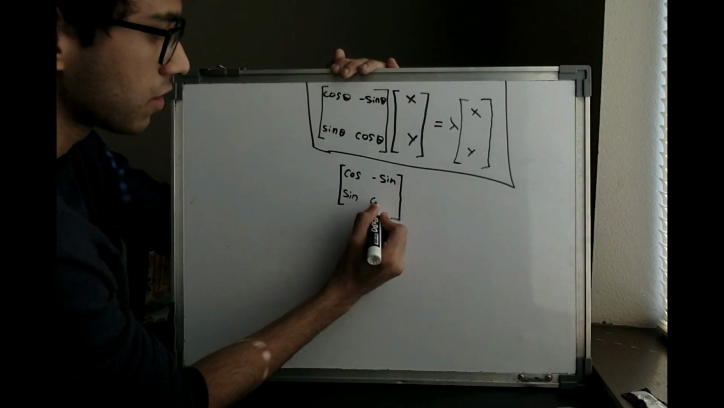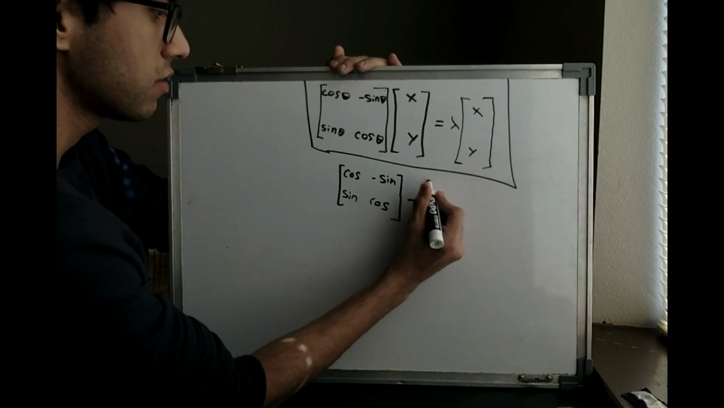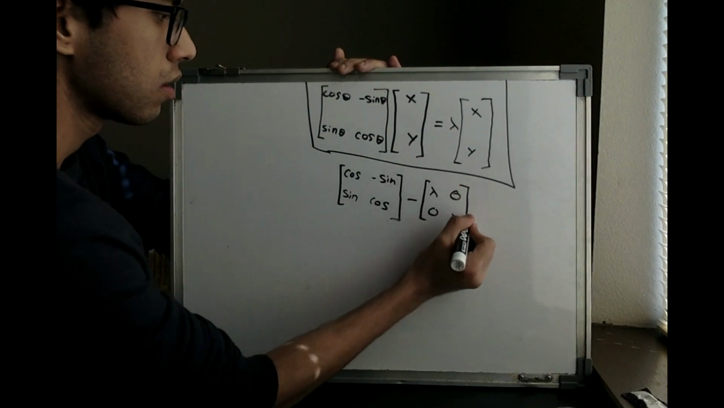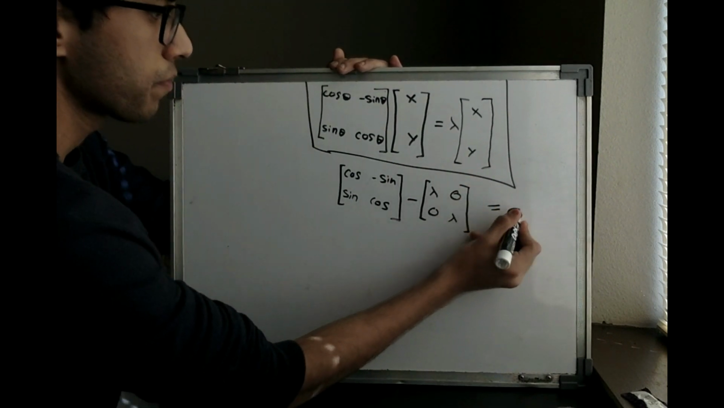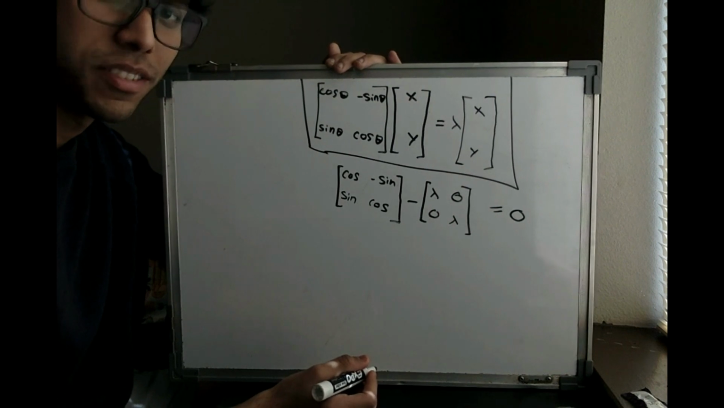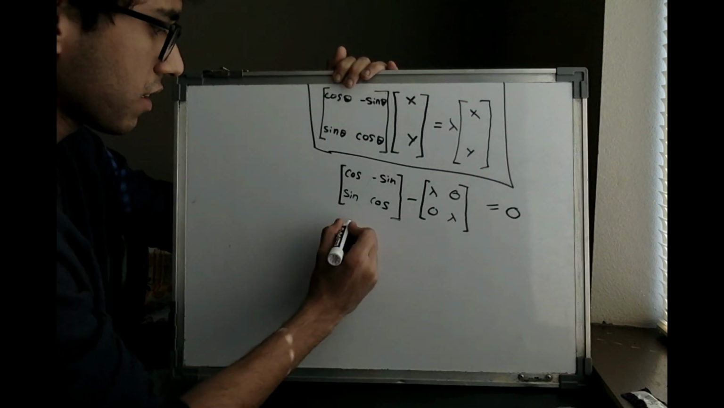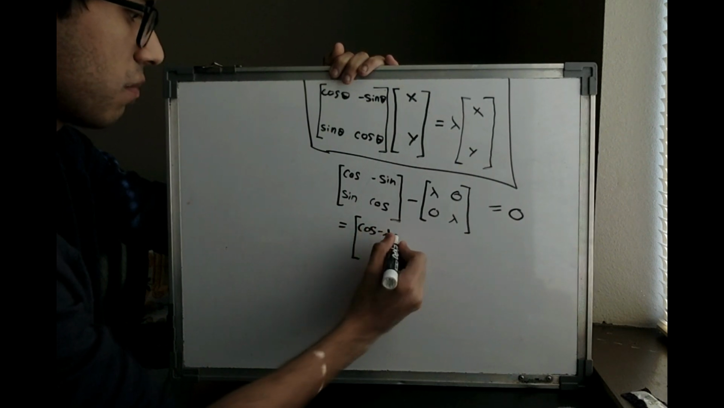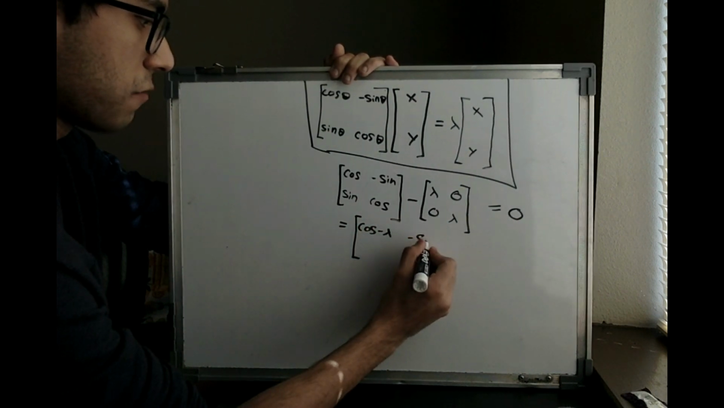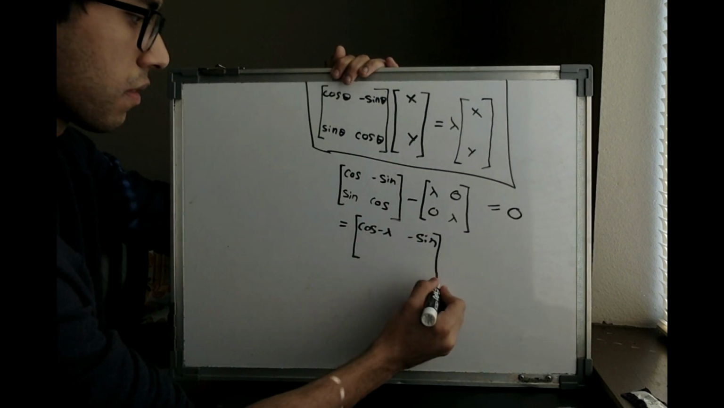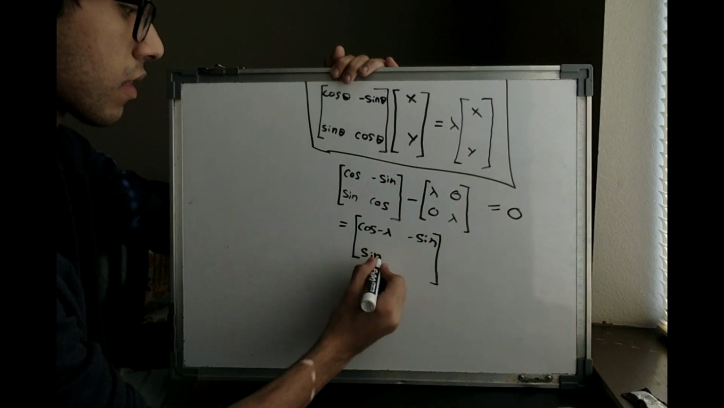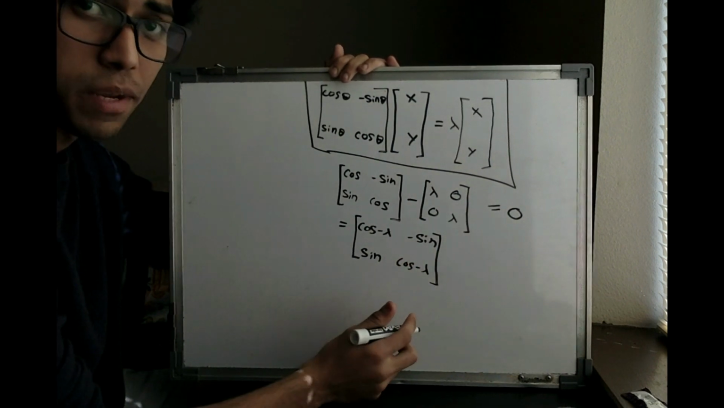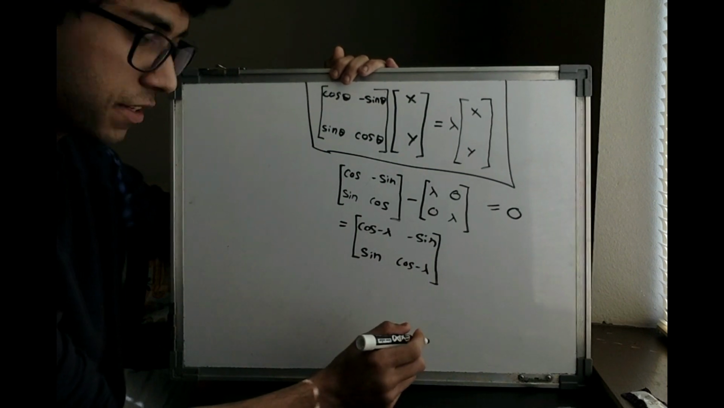Sine and cosine minus lambda times the identity matrix, lambda 0, 0, lambda, equal to 0, to find the eigenvalues first. So now I can write this matrix as cosine minus lambda, negative sine, sine, and cosine minus lambda. And the determinant of this matrix should be equal to 0 to get the eigenvalues.